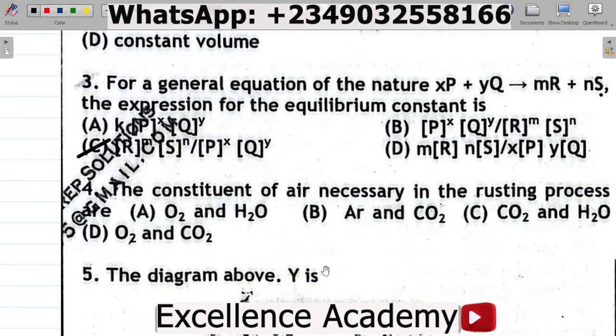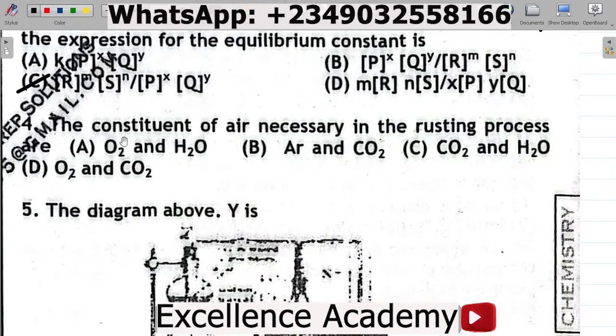All right. Moving on. Question number 4. The constituents of air necessary in the roasting process are, right? A, oxygen and water, B, argon and carbon dioxide, C, carbon dioxide and water, D, oxygen and carbon dioxide.